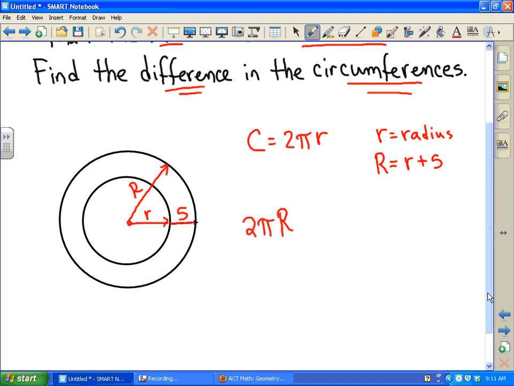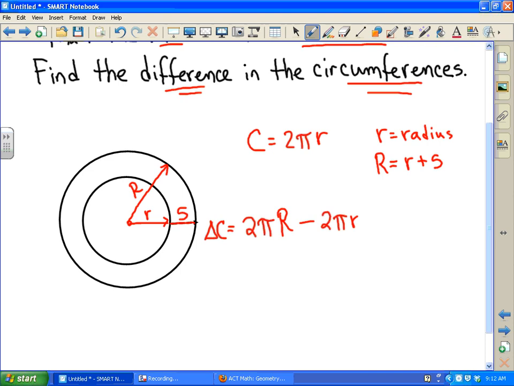So the circumference for the larger circle is 2 pi R, minus the circumference for the smaller circle, which would be 2 pi and small r. And so that would produce a difference in the circumferences. We could call that change in c, or delta c.